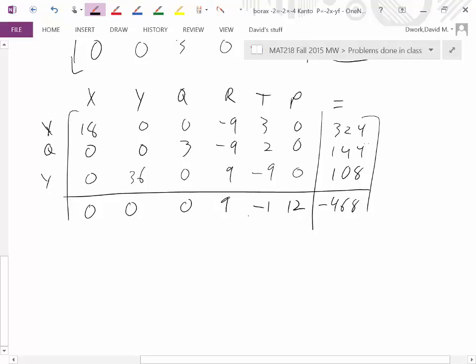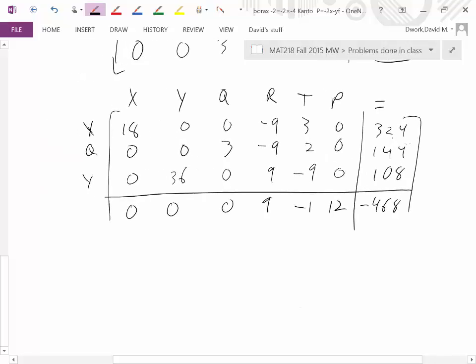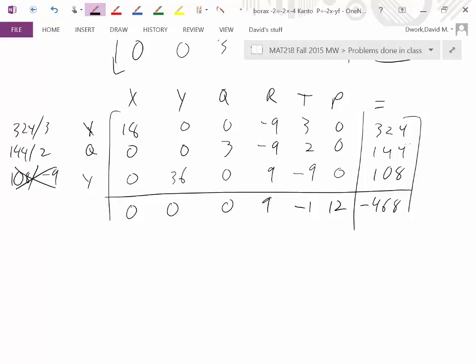So therefore, this negative 1 is no good. So we're going to travel in the t direction. So now check your ratios in the t direction. 324 divided by 3, 144 divided by 2, or 108 divided by -9. Well, we know that one's out because we can't have any negative answers, so there's no reason to walk to a negative intercept. And 324 divided by 3 is 108. And 144 divided by 2 we already know is much less than that, so there's our answer. So we're going to pivot off the 2.